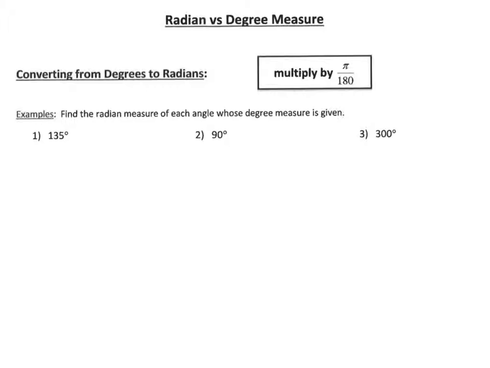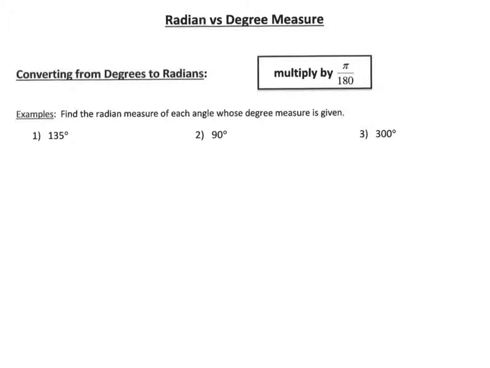If we take a look here at the top of the page, it says converting from degrees to radians. All you have to do is multiply by pi over 180. So with these 3 examples down here, it says find the radian measure of each angle whose degree measure is given. If we have 135 degrees and we want to convert it to radians, all we do is multiply by pi over 180.